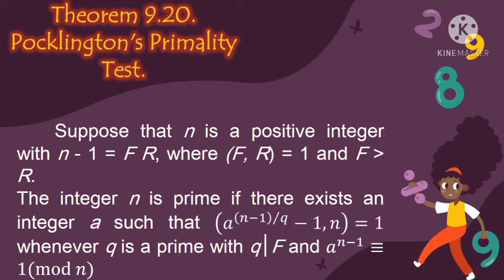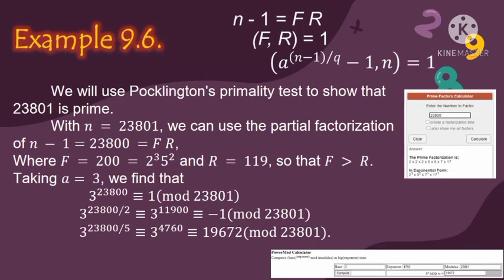To further discuss this theorem, the Pocklington's primality test, I will provide you with an example. Example 9.6 for Pocklington's primality test. So remember that n minus 1 is equal to f times r, and the GCF of f and r is equal to 1, then the GCF of a raised to n minus 1 divided by q, minus 1, and n is equal to 1.